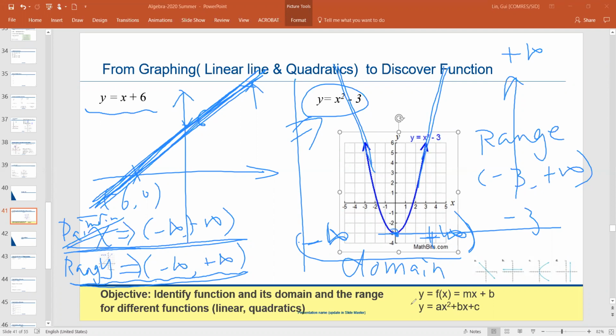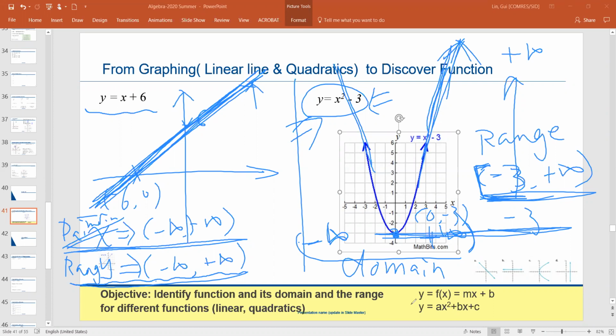But for the y, since they have a minimum value, right? They have a minimum value for the y. The minimum right here, in this case, we can read from the vertex. Vertex is (0, -3), right? So the minimum value is -3. And the maximum value, you can see when they extend it here, it also goes to positive infinity. So the range for the y, we need to say, including from the minimum -3 to positive infinity.